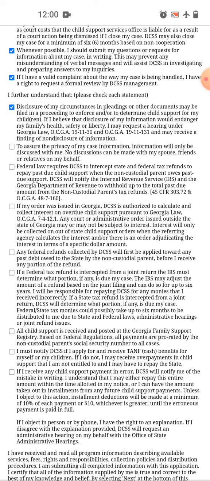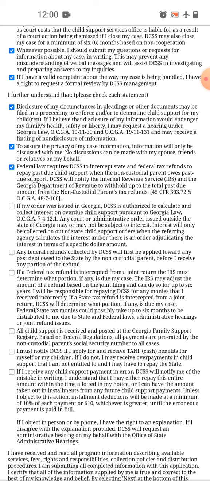information will only be discussed with me. No discussions can be made with my spouse, friends, or relatives on my behalf. Federal law requires DCSS to intercept state and federal tax refunds to repay past due child support when the non-custodial parent owes past due support. DCSS will notify the IRS and the Georgia Department of Revenue to withhold up to the total past due amount from the non-custodial parent's tax refunds.